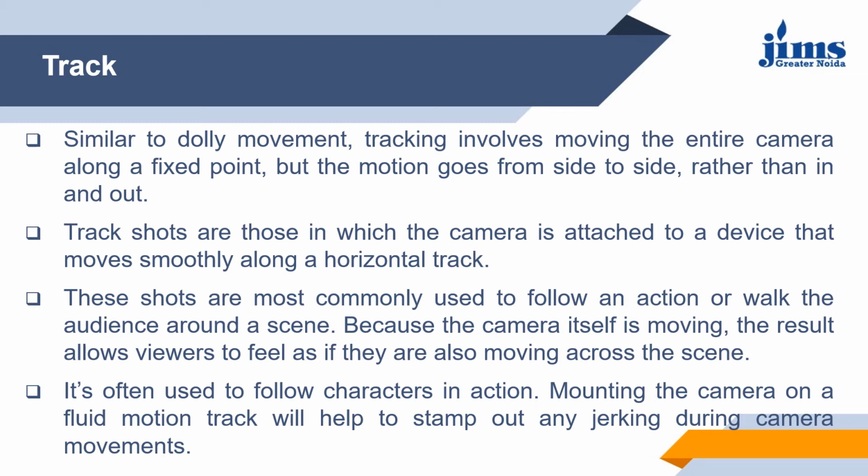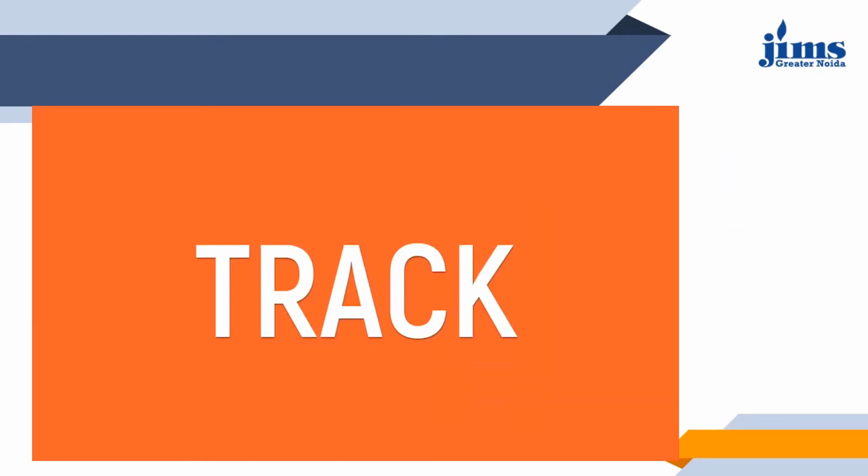So, track and dolly, we use similar equipment, but the movement is different. In dolly, we move the camera towards the subject or object, or move away from it, dolly in or dolly out. But in track, we are moving the camera side by side, track left or track right, from left to right or from right to left. Here is an example of track, again a video to make the track movements clear.